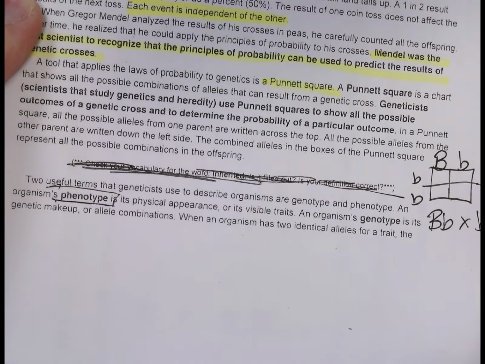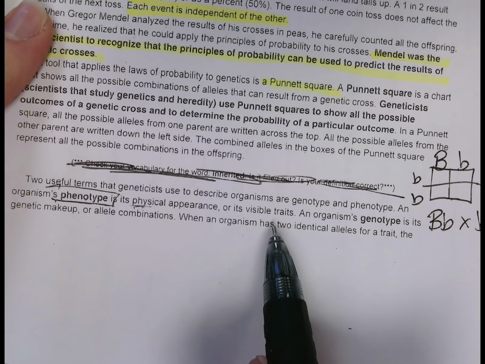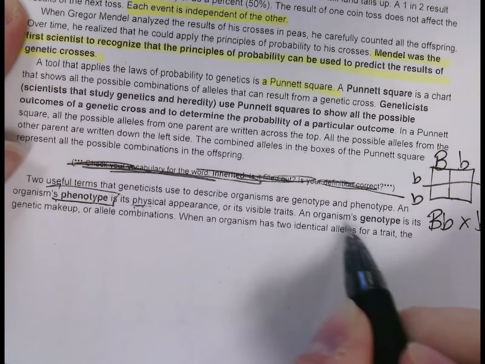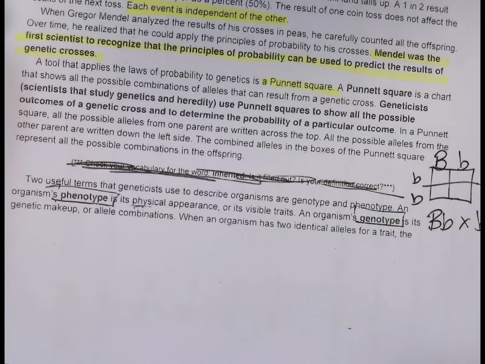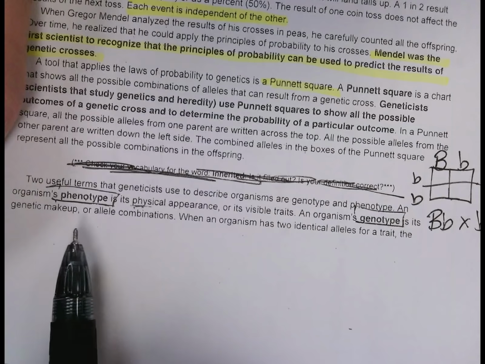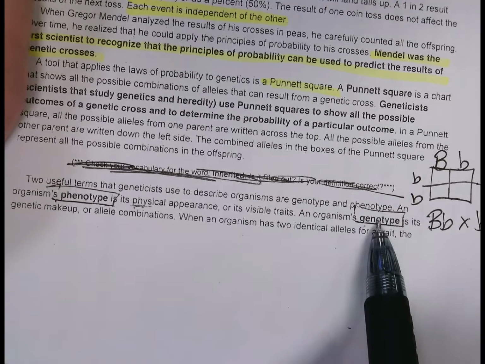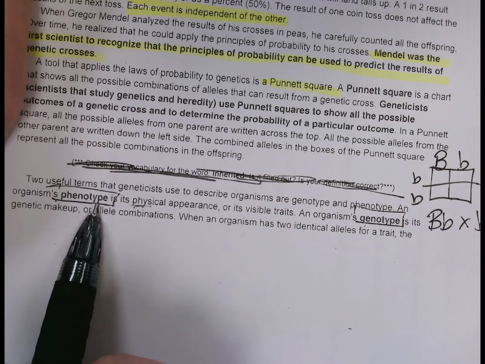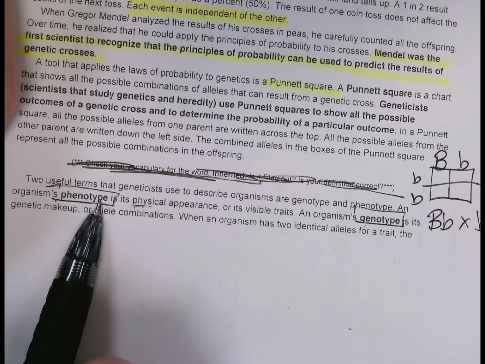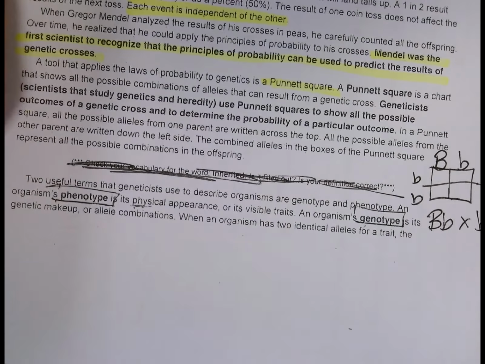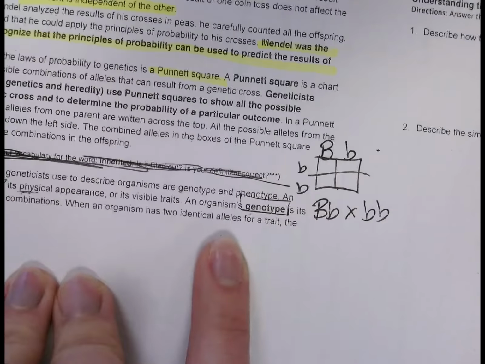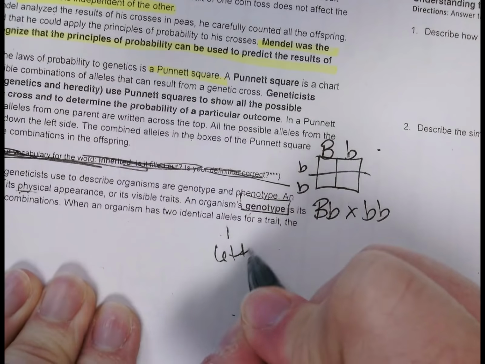An organism's phenotype is its physical appearance. How I remember that is they both start with physical. So a phenotype is what it looks like, or its visible traits. An organism's genotype is its genetic makeup or allele combinations. A genotype might not always be seen, so it might have a recessive trait, but it looks like the dominant trait. My mom has blonde hair, blue eyes, my dad has brown hair, green eyes. I still have the traits from my dad, but they are not the phenotypes. That's not what's seen.